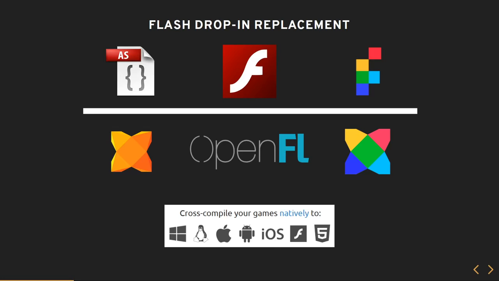In the top row, the first element is the language. Flash uses ActionScript, and the equivalent is Haxe, which is a lot like ActionScript. There have actually been tools to automatically port your ActionScript code base to Haxe. Next, in the middle, we see the platform. So Flash, but it's not only a platform.